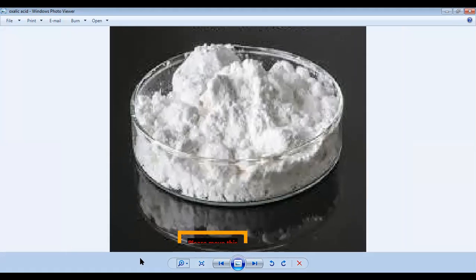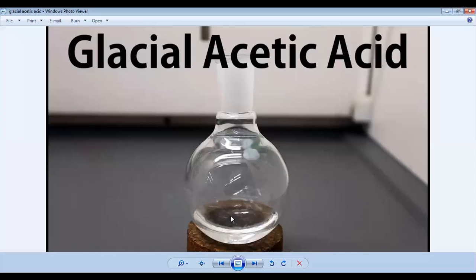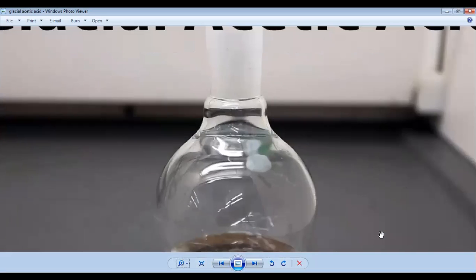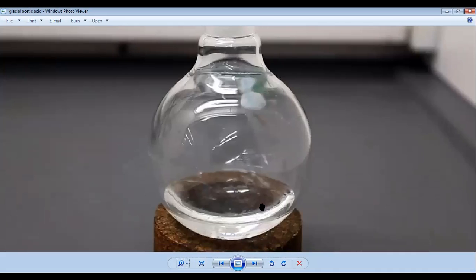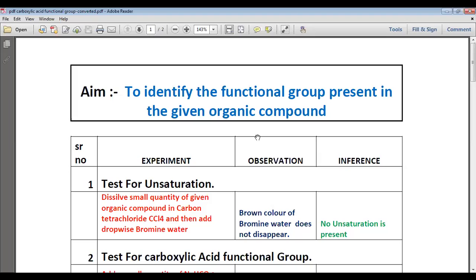if not given a solid substance, in that case you may be given a liquid, like you can see in the flask. So this is the kind of liquid you may be given as an organic substance in this particular case. So now, my dear students, we are going to perform the various experiments, and we are even going to write them one by one.